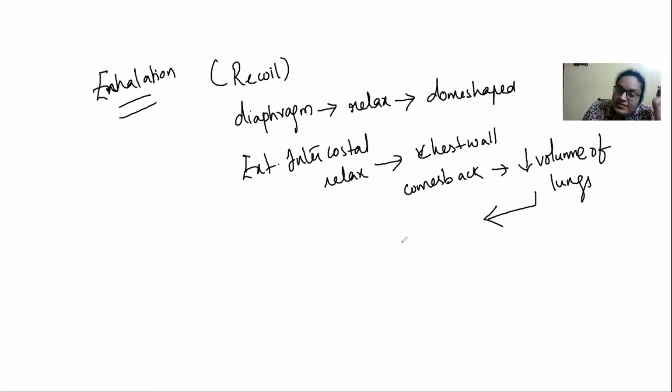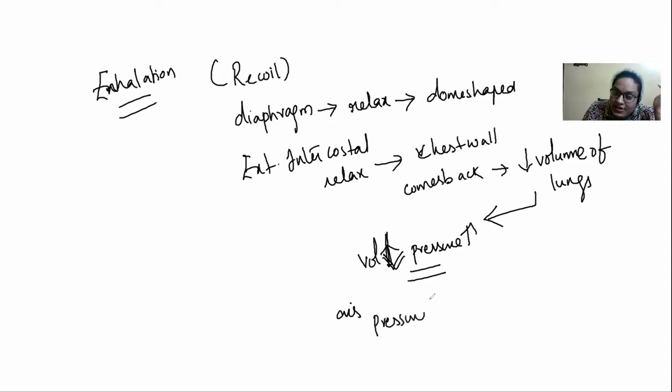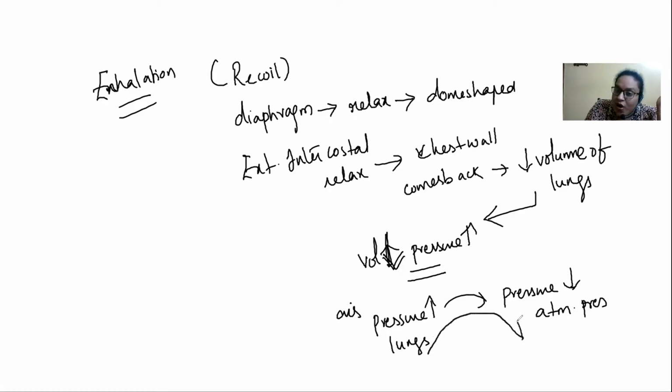So according to Boyle's law, you know that they are inversely proportional. As the volume increased earlier, now the volume has decreased. Okay, as the volume decreases, the pressure increases. So since there is an increase in the pressure, the air has to rush from an area where the pressure is high to where the pressure is low. So where is the pressure low? Outside, that is atmospheric pressure. Where is the pressure more? In the lungs. So the air rushes from the lungs to the outside. Okay, so this is how we are going to exhale.